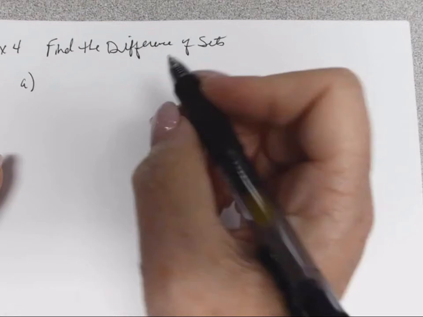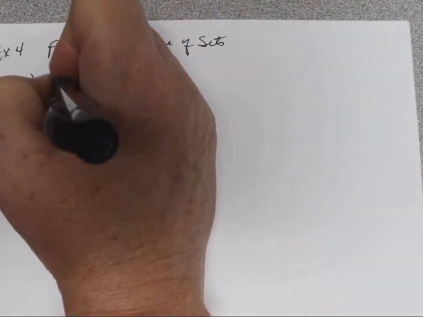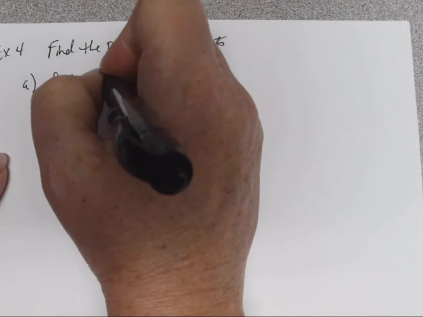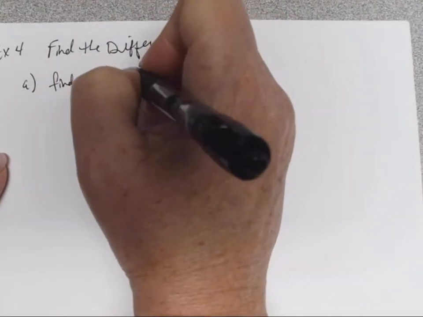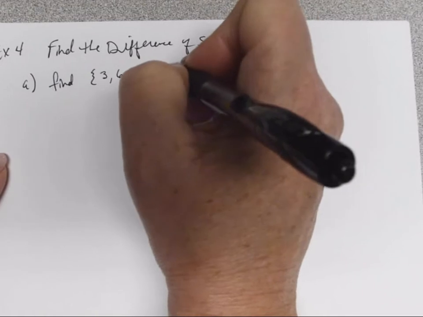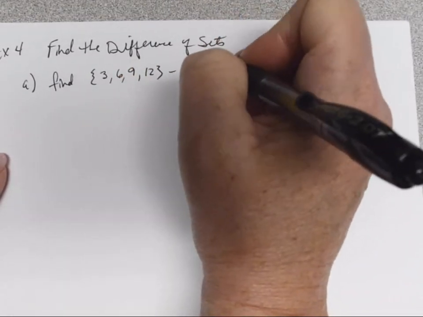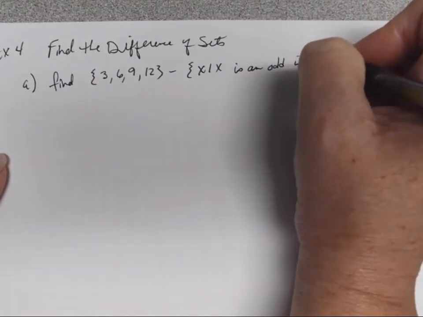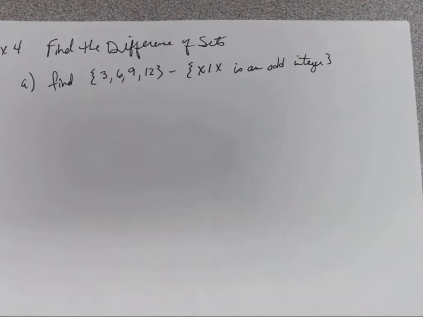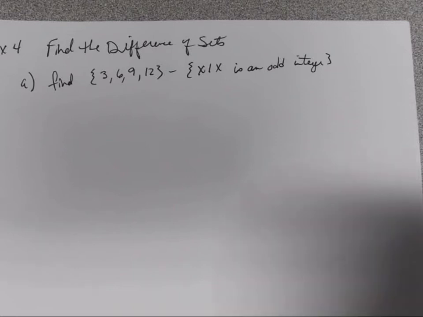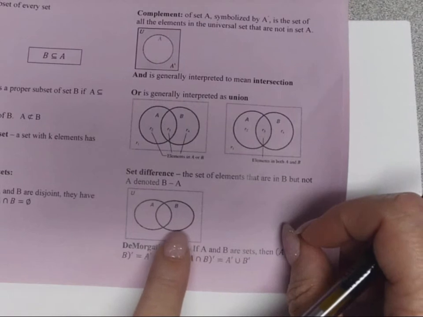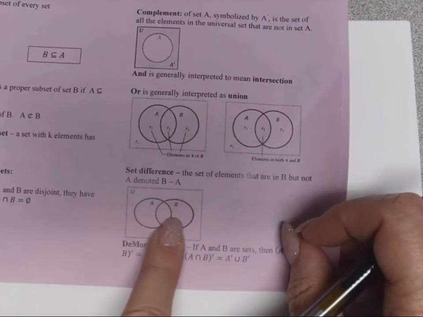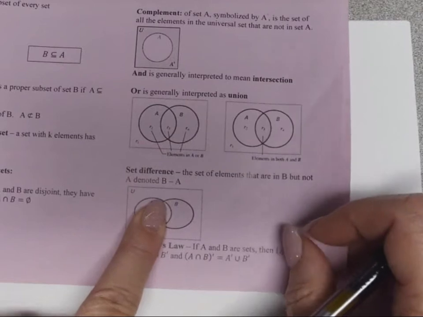So we'll do part A. We want to find the set of 3, 6, 9, and 12 minus x such that x is an odd integer. If you remember from the handout, if we were subtracting, taking the difference, then we were looking at B minus A. So if we were looking at set B, subtracting out A, we had to take out the overlap.